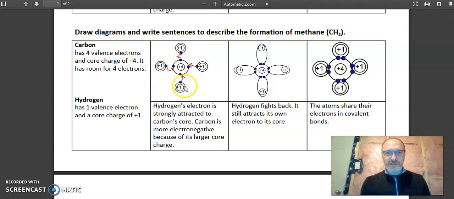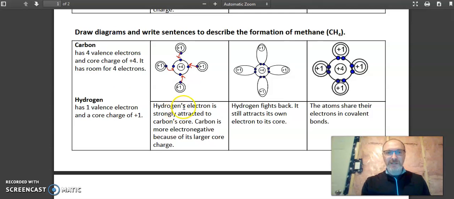Now, the question is, why are there 4 hydrogens here and 1 carbon atom? Well, when you look closely, you'll notice that carbon has 4 valence electrons and needs 4 more to get a full valence shell. So if it tries to steal 1 electron from each of these hydrogens, it will get to 8. So we actually need 4 hydrogen atoms in order to satisfy both hydrogen and carbon in terms of filling their valence shell.